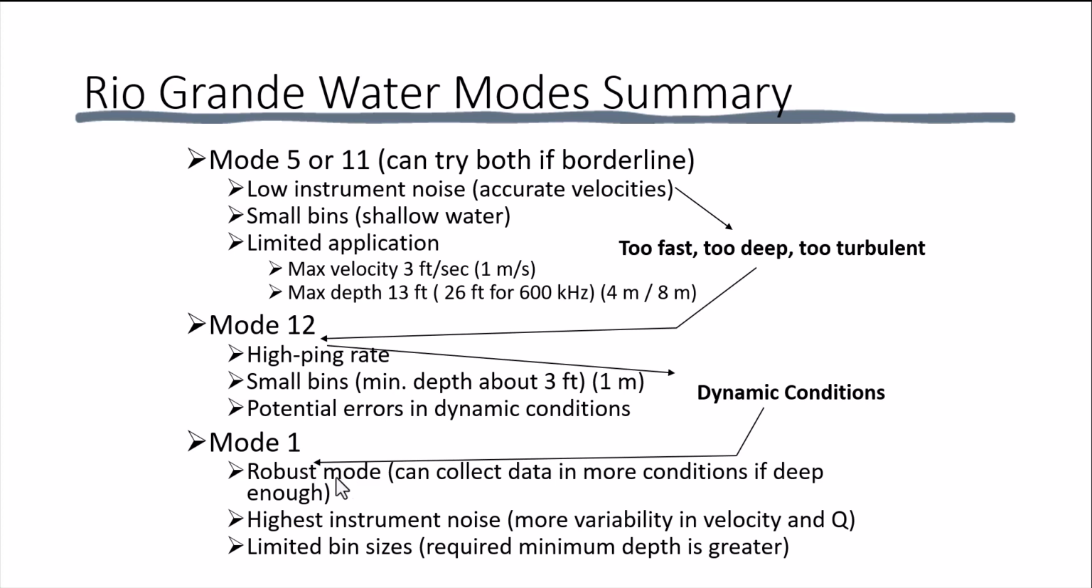It's a robust mode. It can collect data in more conditions if deep enough. However, it has high instrument noise, more variability in velocity and discharge, and has limited bend sizes. The required minimum depth to use mode 1 is deeper than modes 5, 11, or 12.